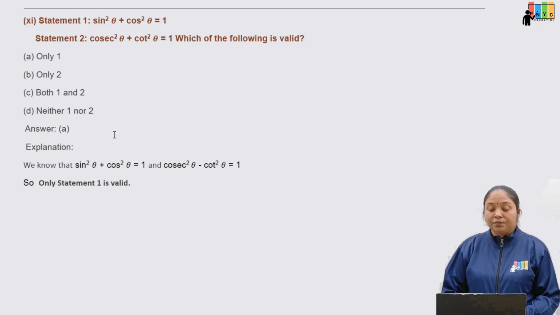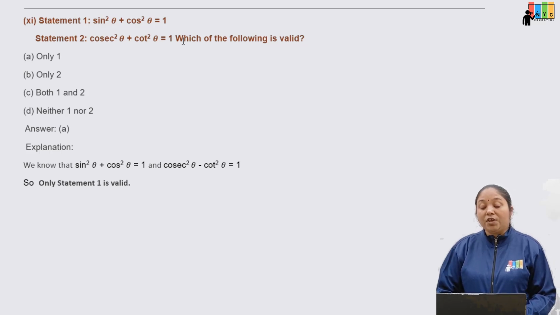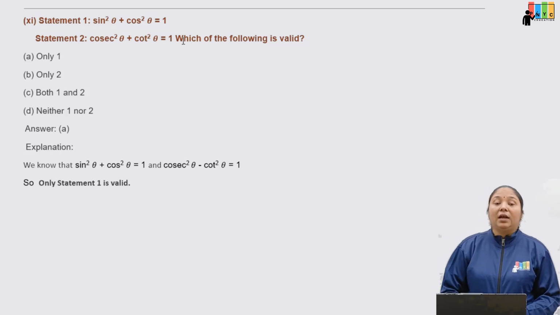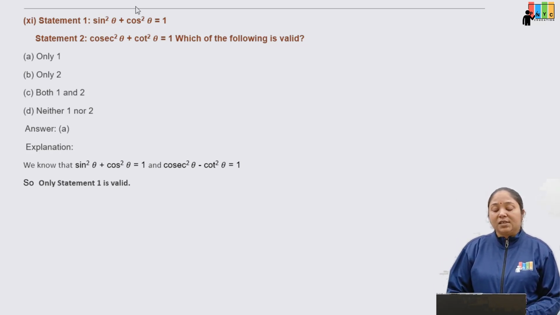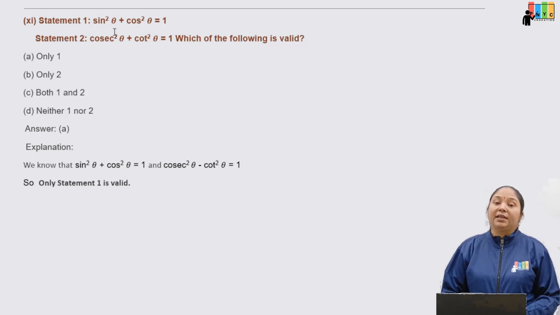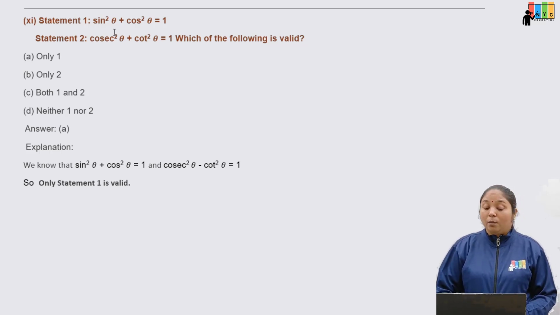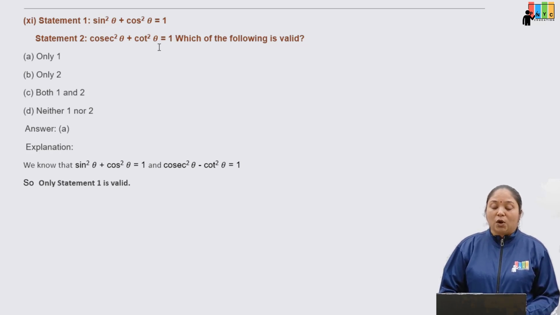Question number 11, trigonometry. Statement 1 is given: sin square theta plus cos square theta is equal to 1. And statement 2 is cosec square theta plus cot square theta is equal to 1. Now which of the following is valid? We know the identities from trigonometry. First identity, sin square theta plus cos square theta is equal to 1, is the correct identity. But second, cosec square theta plus cot square theta is not equal to 1. What is the identity? Cosec square theta minus cot square theta is 1 is the correct identity.